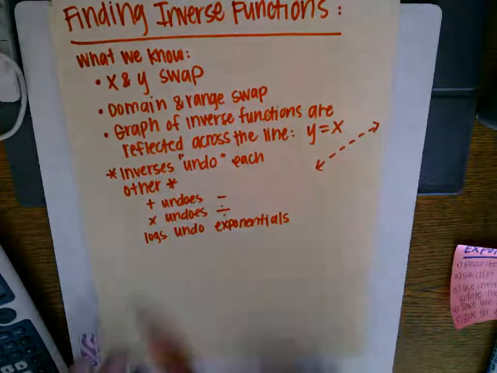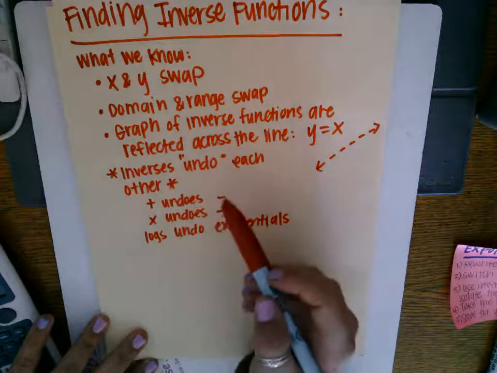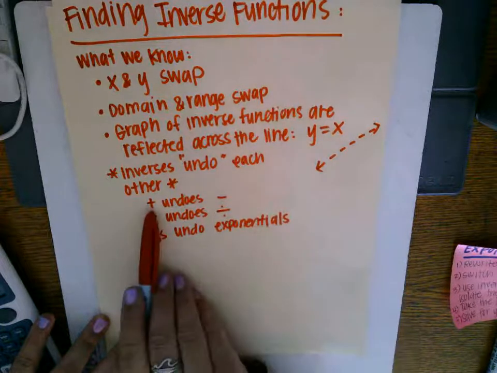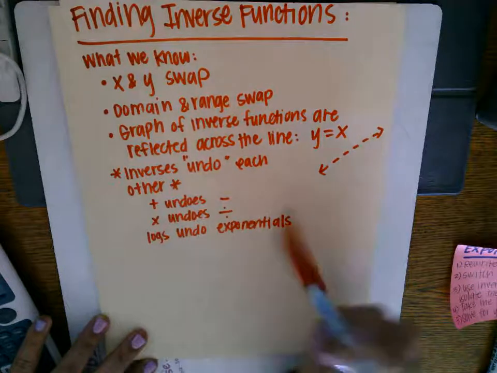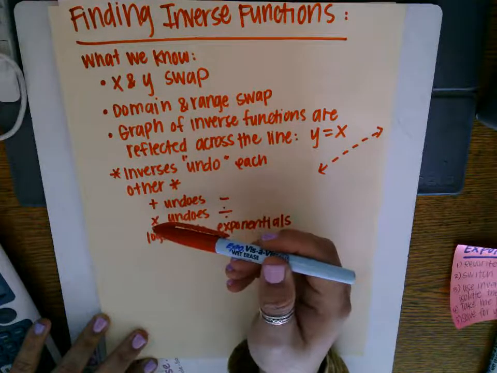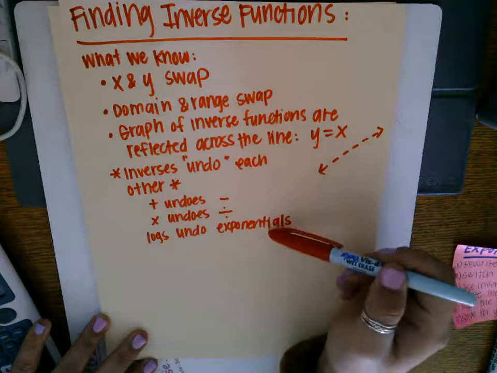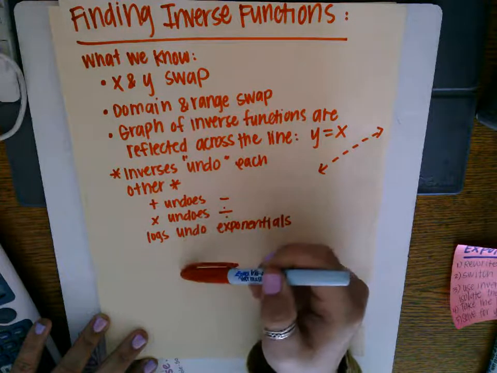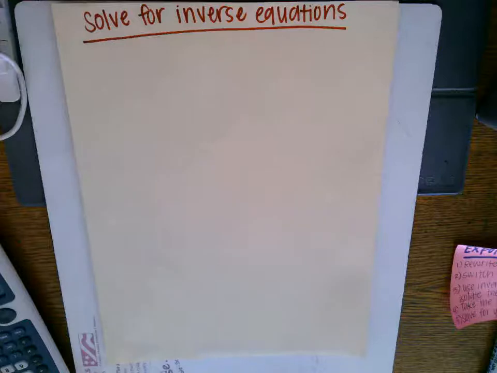Lastly, we know that inverses undo each other and can be treated like operations. For example, addition undoes subtraction, multiplication undoes division, and logs undo exponentials. And just as the forward direction is true for all of these statements, the reverse direction is also true. So in today's video, we're going to solve for inverse functions of logarithmic ones. We're going to use the fact that exponentials undo logarithmic equations in searching for f inverse of x. So again, we are still solving for inverse equations.